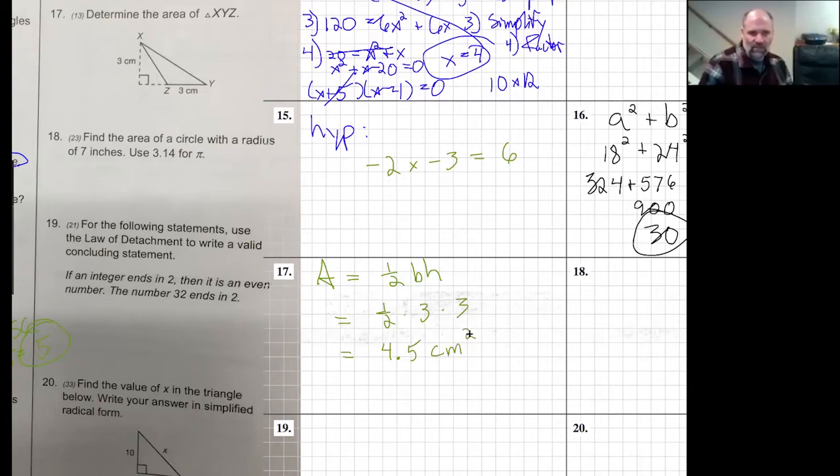All right, number 18, find the area of a circle with radius of 7. You can draw it if you want to.